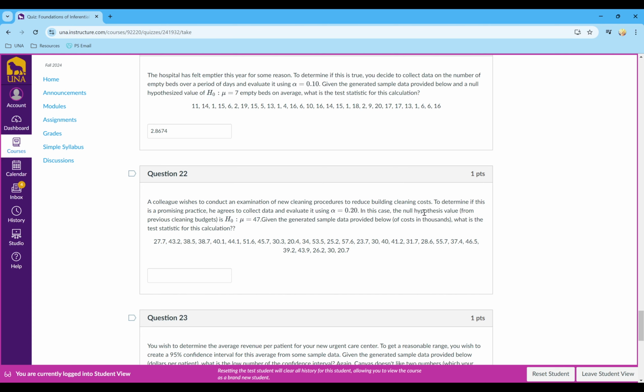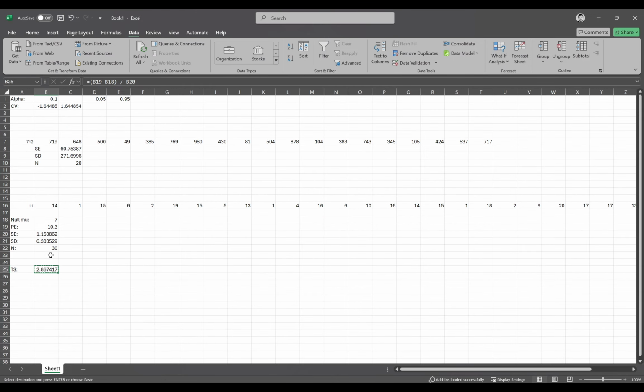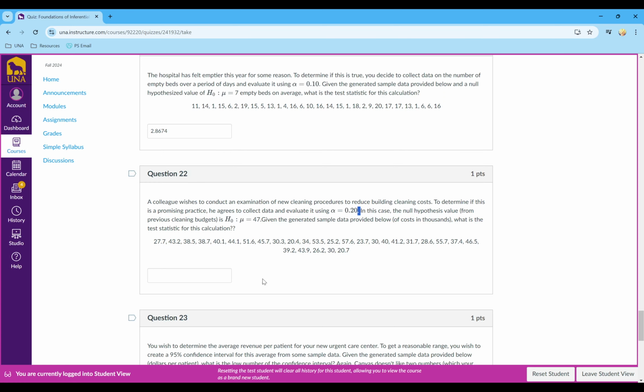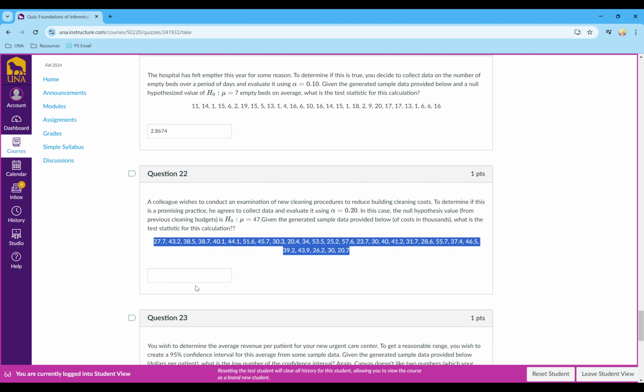Reduce building costs, promising practice, evaluated alpha equals 20. Well, again, you'll note in determining the test statistic, I'm actually not using my alpha or my critical values here. Now, we did practice calculating them earlier. What I would do for the critical value in a hypothesis test is compare my test statistic to this, but that's not what this is asking me to do. This is just asking what is the test statistic for this calculation. So I'm going to do exactly the same thing.